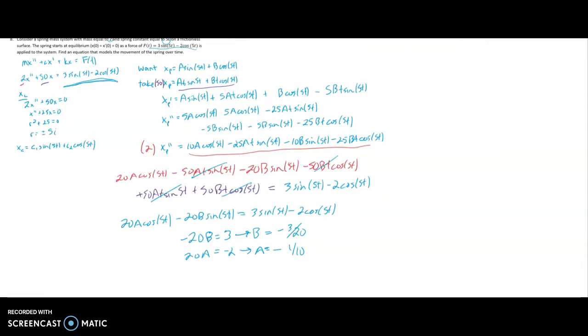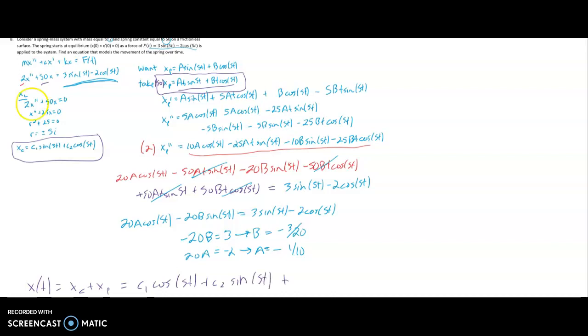So we're going to back out a little bit here. Remember, this was my xp right here. So x of t is equal to xc plus xp. So xc is equal to what I have right here. So that gives me c1 cosine of 5t plus c2 sine of 5t plus, all right, my xp now.